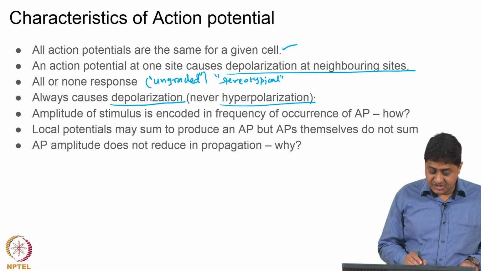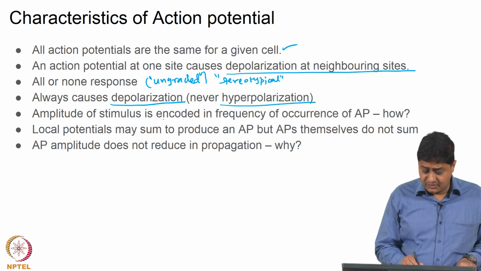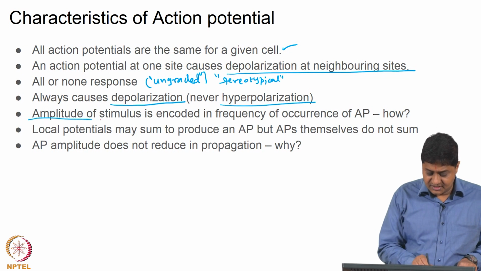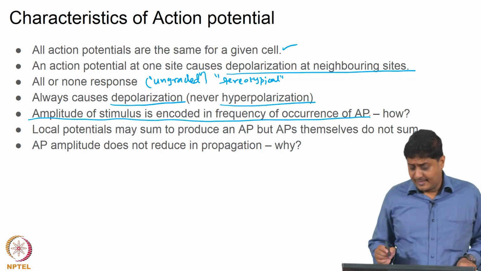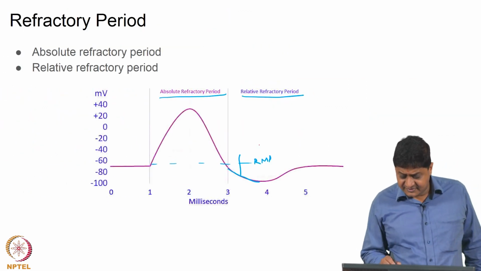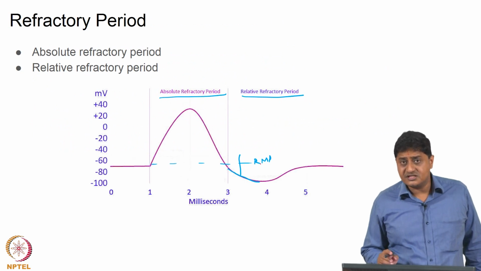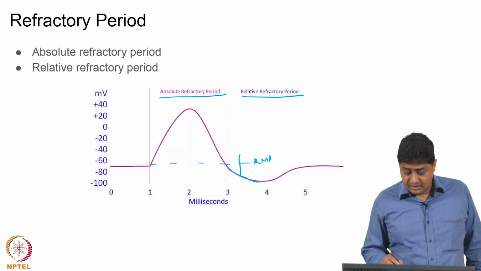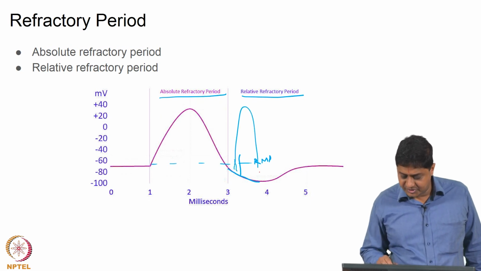How is the amplitude of the stimulus encoded, is the question, right. It turns out that the amplitude of the stimulus is encoded in the frequency of occurrence of action potential. How? We said earlier that this is the relative refractory period, right. Suppose the stimulus strength is relatively high, that can cause an action potential as soon as the relative refractory period is reached, because stimulus strength is higher, then it will cause one more action potential here.